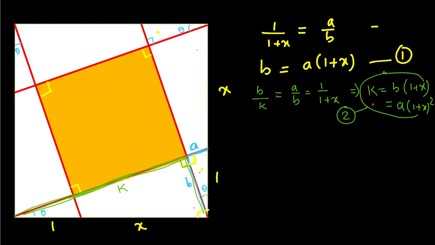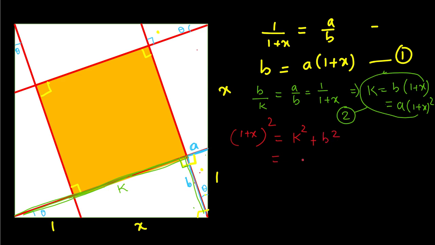The third one: everything is expressed in terms of A and x. X is expected, but we have to get rid of this A. So let's create our third equation. Let's look at this triangle, this middle one, whose one side is K. Here K square plus B square should be equal to the hypotenuse square. So (1 plus x) whole square is equal to K square plus B square.